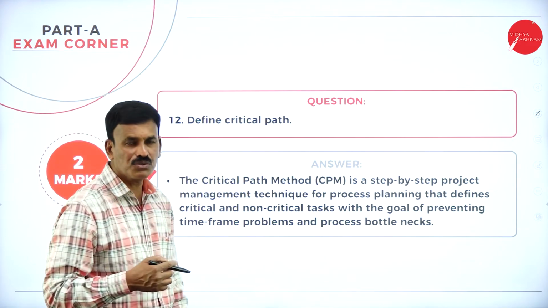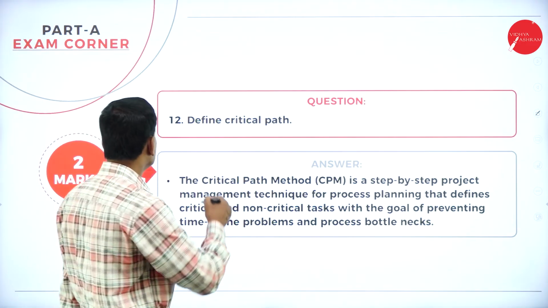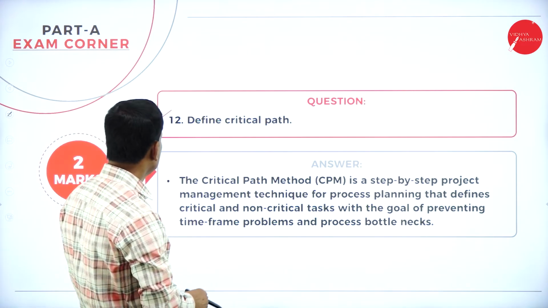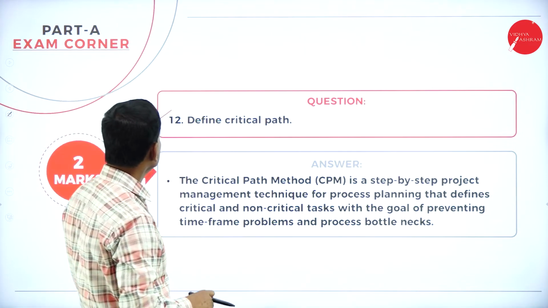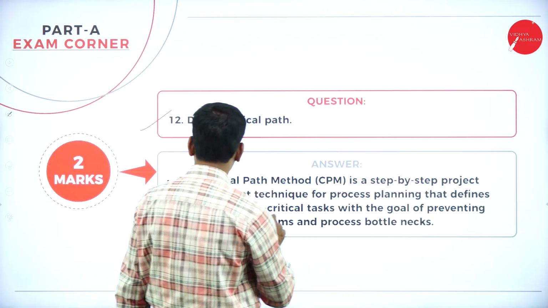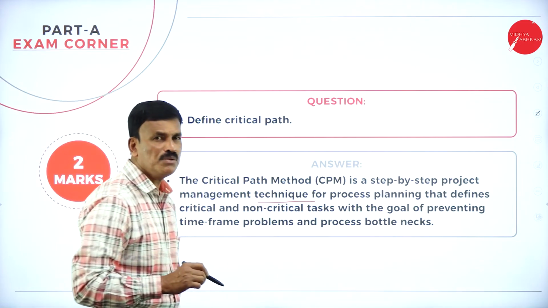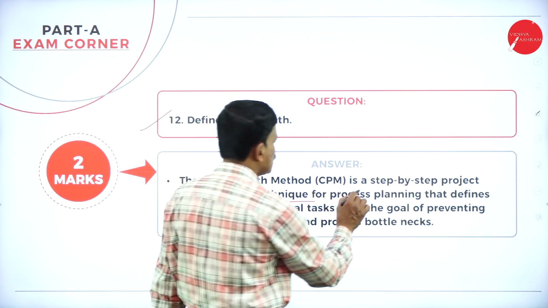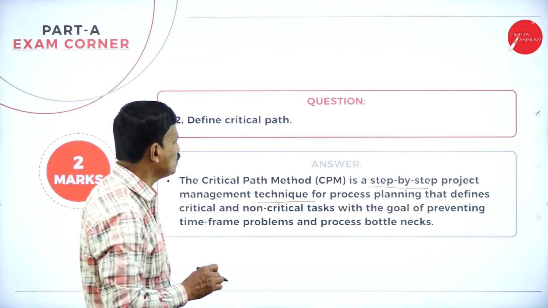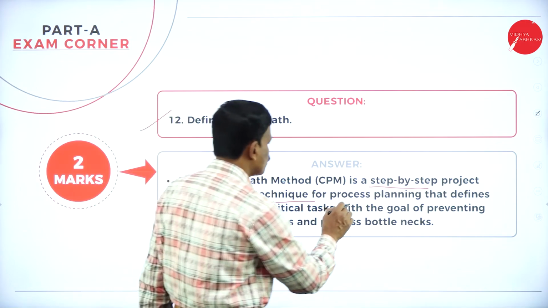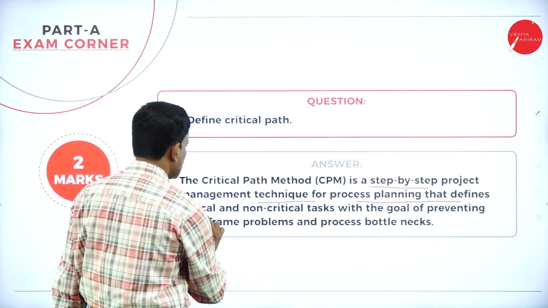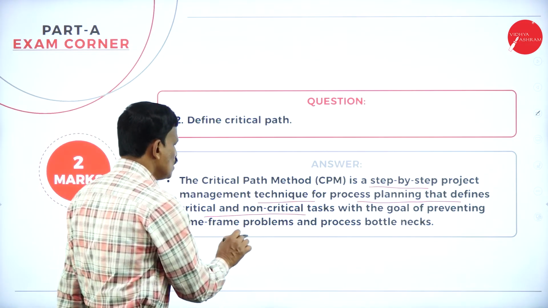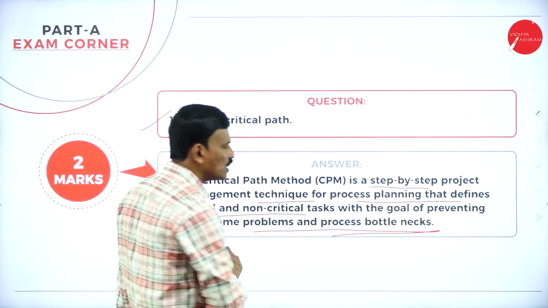And let us come to the last question in part A, that is the 2-mark questions. The last 2-mark question is: define the critical path method, CPM. This is nothing but a step-by-step project management technique for process planning that defines critical and non-critical tasks with the goal of preventing time frame problems and process bottlenecks, right?